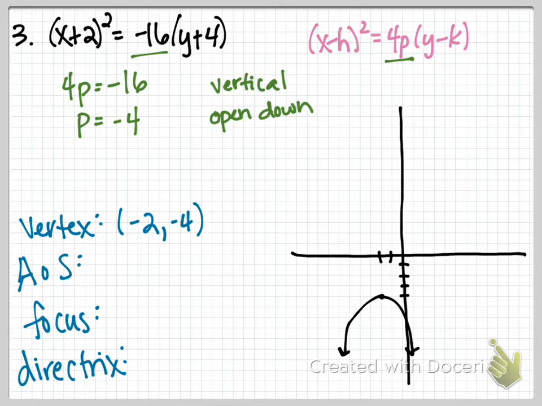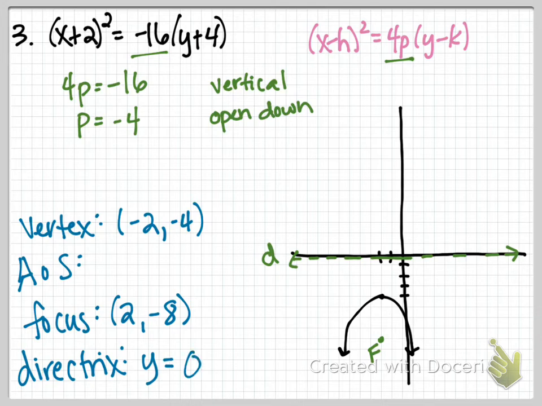All right, now remember, you use P to find your focus and your directrix. Since it opens down, you go down from the vertex to find your focus. So there's my focus, and then I go up from the vertex to find my directrix. So now that is the point for focus. That is the point 2, -8. The directrix is the equation y equals 0. And then my axis of symmetry, of course, goes through the focus and through my vertex. And that is the equation x equals -2.